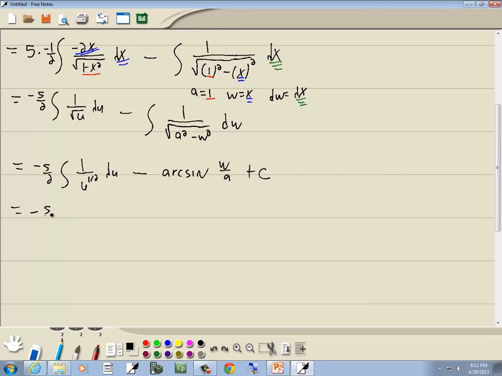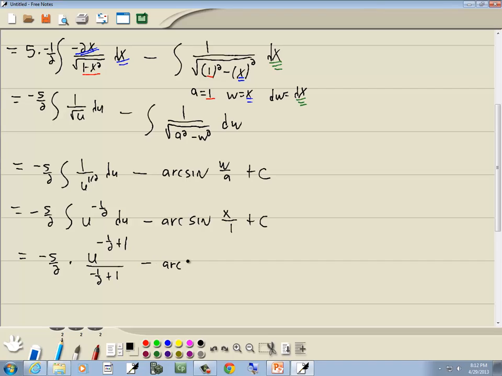Okay, so this gives us negative 5 halves, and this becomes u to the negative 1 half du. When you got a u to a power down below, you can take it and move it up on top, and the sign of the exponent changes. Now here we want to plug in what we have above. W we said was x, a was 1, plus c. Now back to our first integral here. We're going to add 1 to our power, so we got u to the negative 1 half plus 1 over, and divide by our new power, minus arc sine of x plus c.